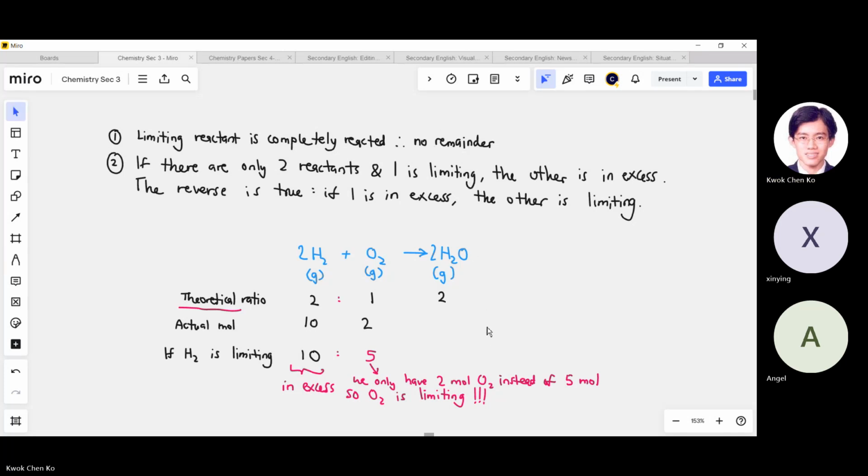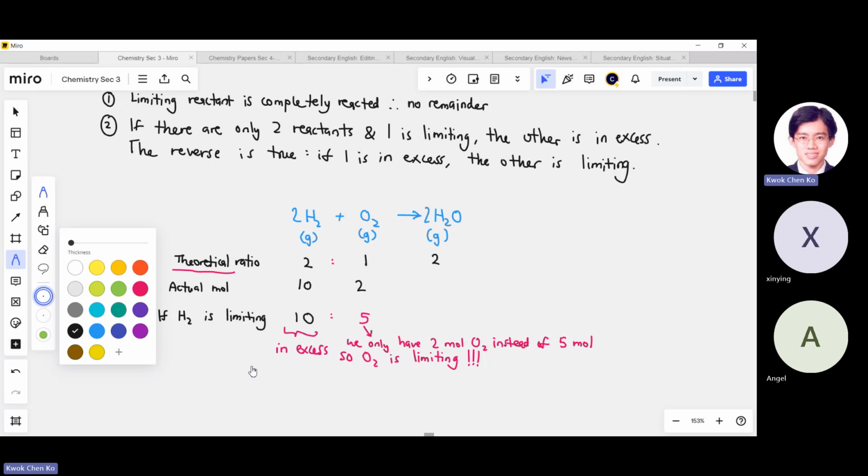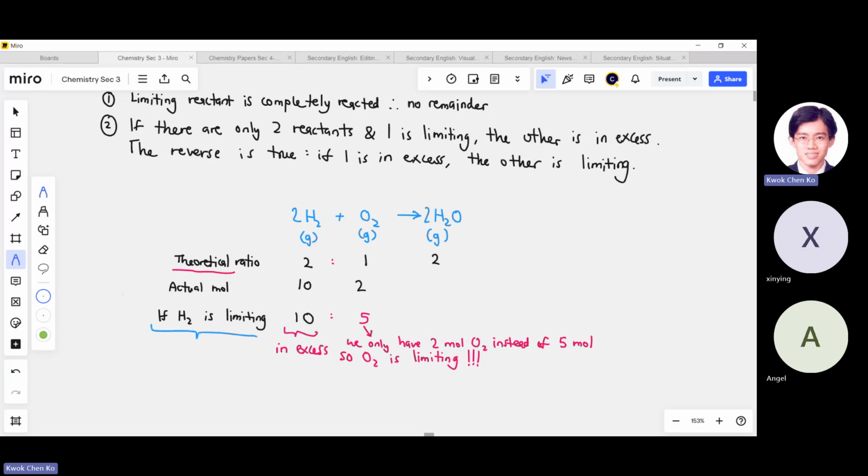But back to this step here. Notice what did I assume earlier? I assumed that H2 is limiting, right? But in the end, I found out that O2 is the limiting one. So therefore, this assumption is wrong, because I at first assumed H2 is limiting, but in the end, I found out it's not true.